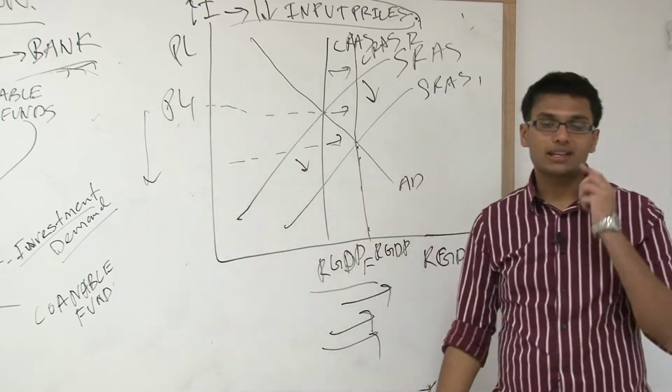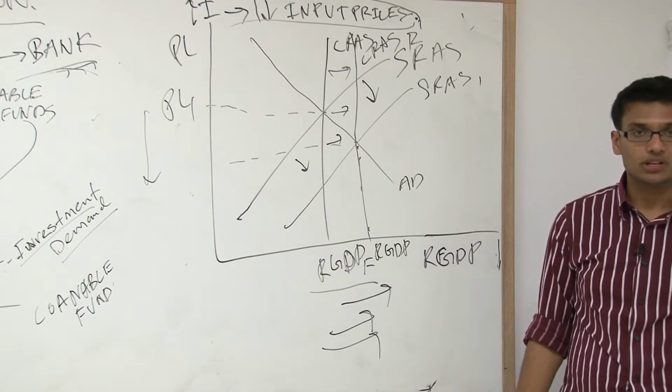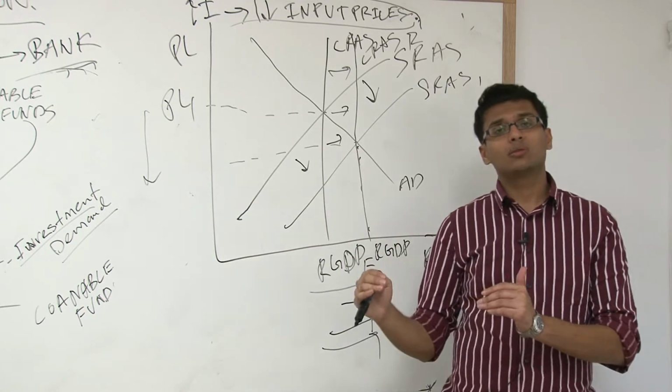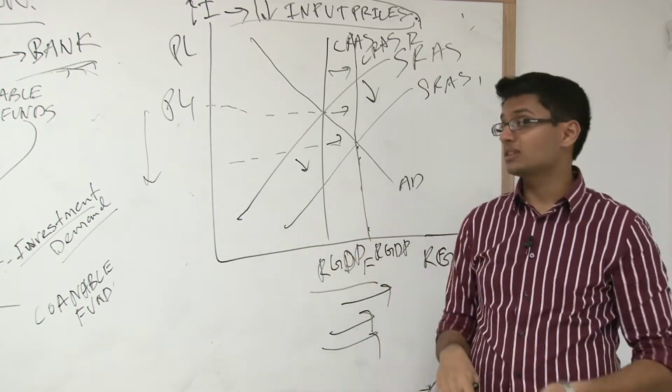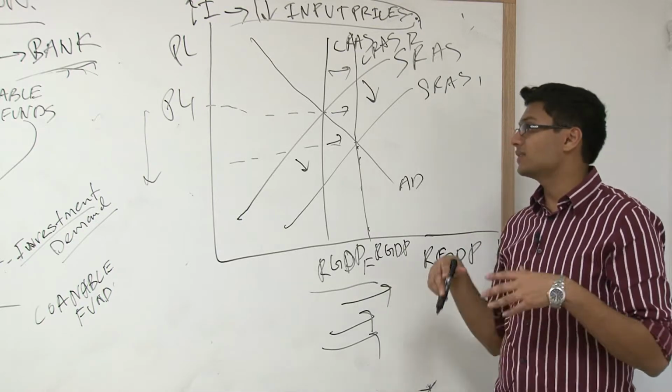That's why supply-side economists think this is a win-win situation. Because when you deal with aggregate demand, what tends to happen is that your RGDP goes to the right, but unfortunately your price levels actually go up. Your price levels go up.